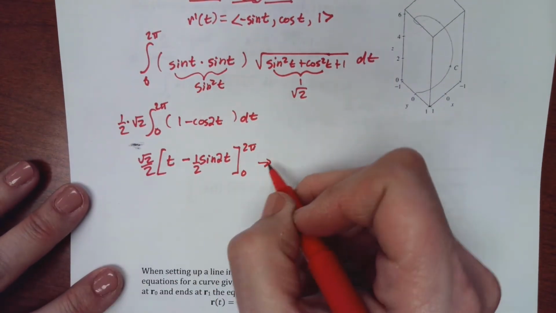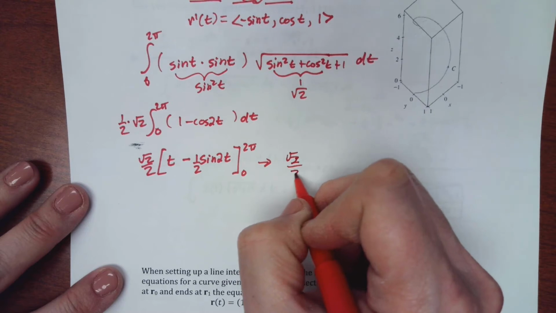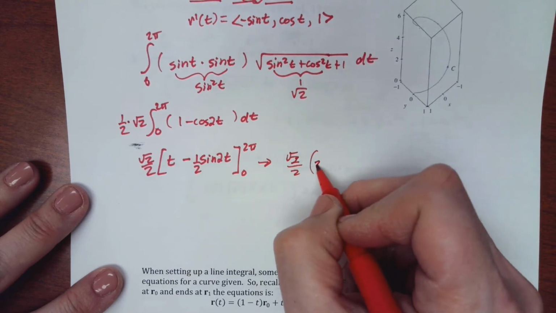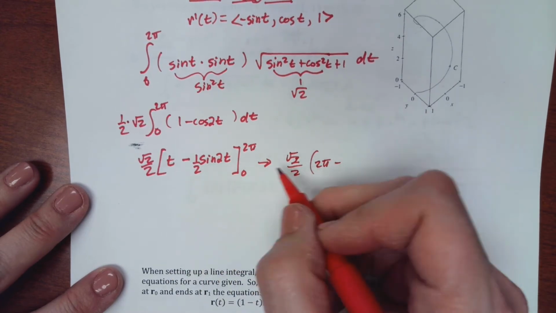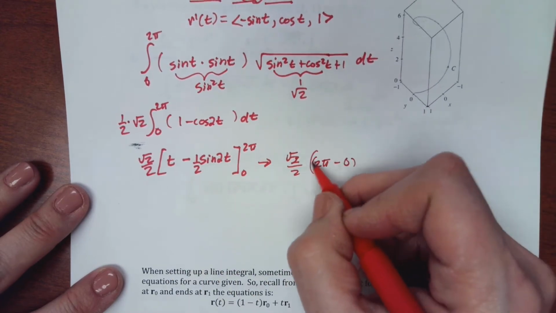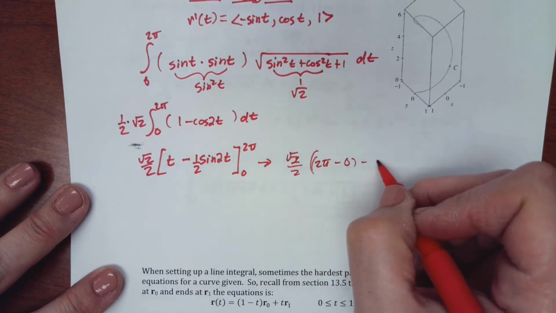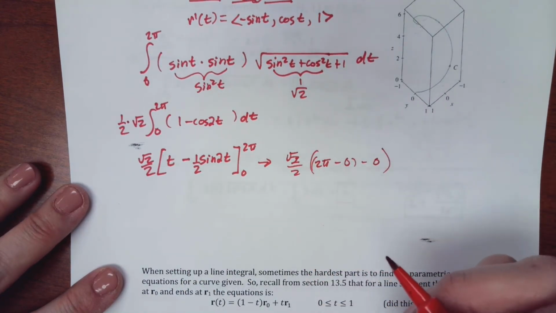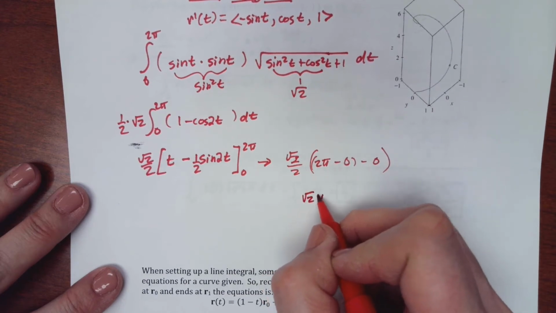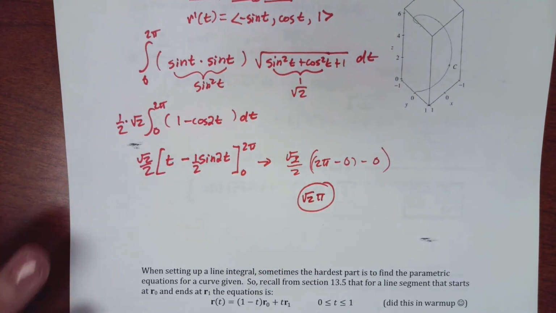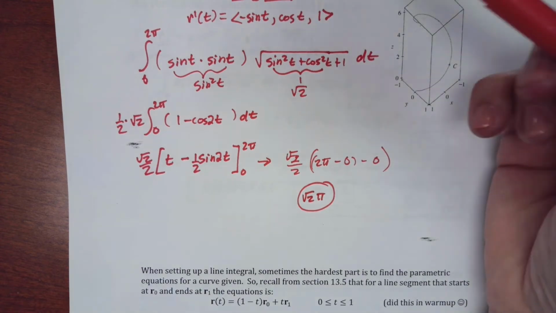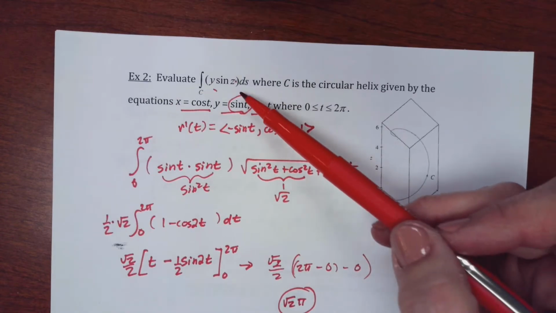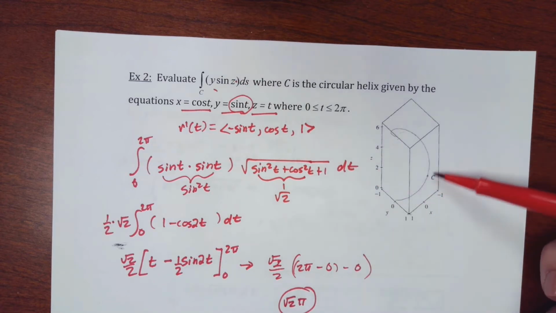So basically I have radical 2 over 2. I plug in 2 pi, minus I plug in 2 pi there, it's 0. Minus when I plug in 0, I just get a big fat 0. And so when I multiply this together, I get radical 2 pi. Alright, so that is your line integral on this space right here when you're following this curve.